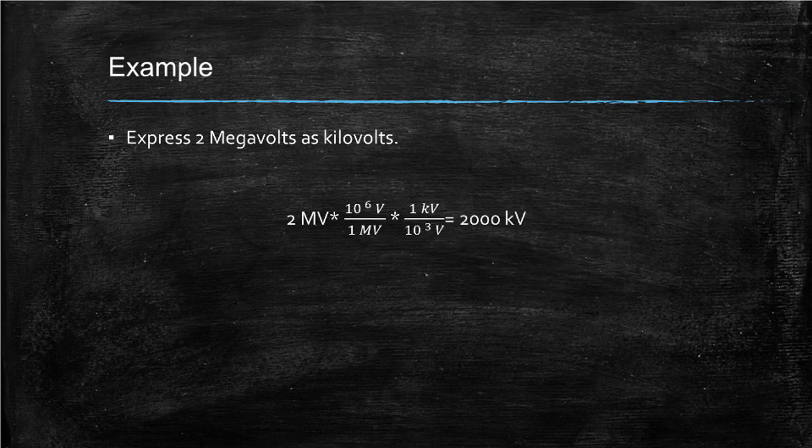So to solve, we will change the voltage to volts then to kilovolts by manipulating the units. See how the units cancel out to leave only kilovolts standing. 2 megavolts will yield 2000 kilovolts.